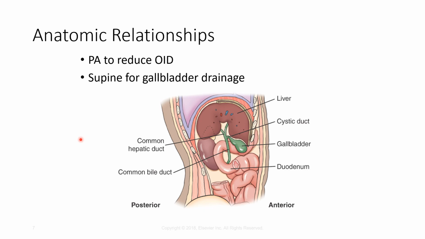As far as the relationship of the gallbladder to the ductwork, typically the gallbladder sits more anterior in the body, and the common hepatic and common bile ducts sit more posterior. That was important with imaging because when we image the gallbladder, we tend to place the patient prone or PA so that the gallbladder is closer to the IR. If you were trying to look at the ductwork, then the patient would be supine or AP.